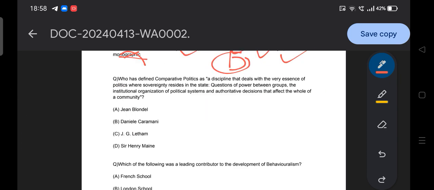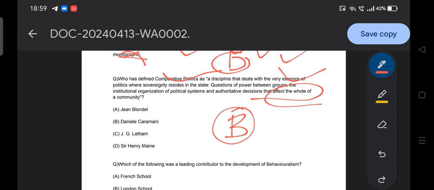Moving to the next question, it's an important statement. The question is: who has defined comparative politics as a discipline that deals with the very essence of politics, where sovereignty resides in the state, the question of power between the groups, the institutional organization of the political system, and authoritative decisions that affect the whole of the community? Who said this statement? Option A Jean Blondel, Daniel Karavani, J.G. Lathams, and Sir Henry Maine. If you know, you can provide the answer, but the answer of this question is option B, Daniel Karavani.